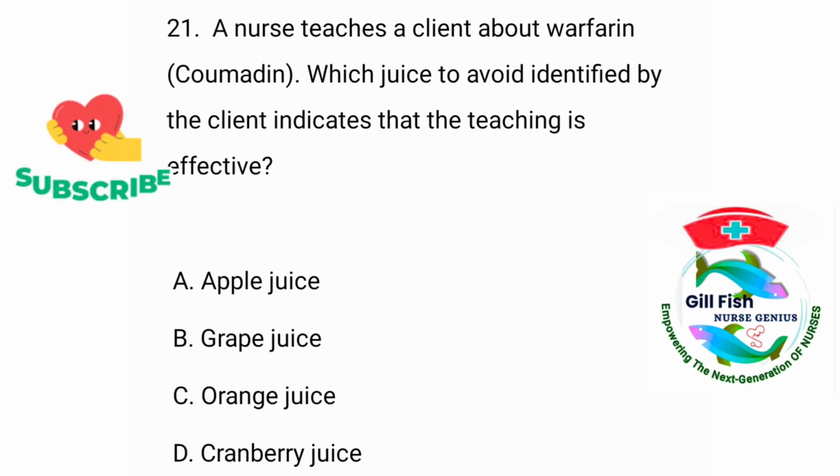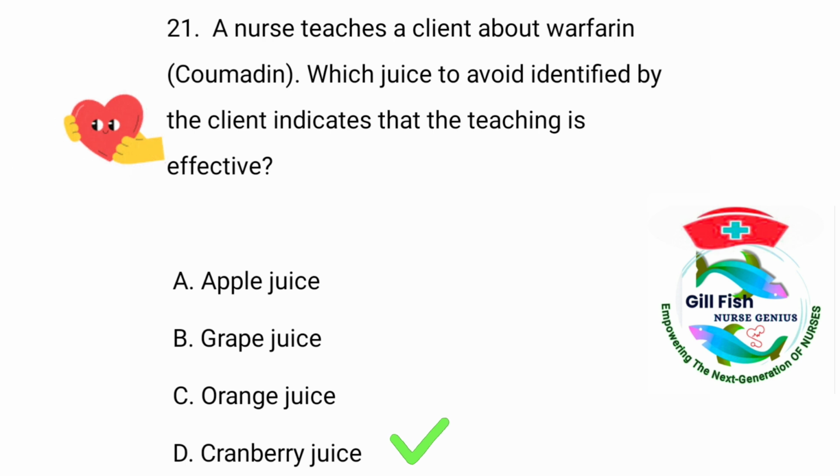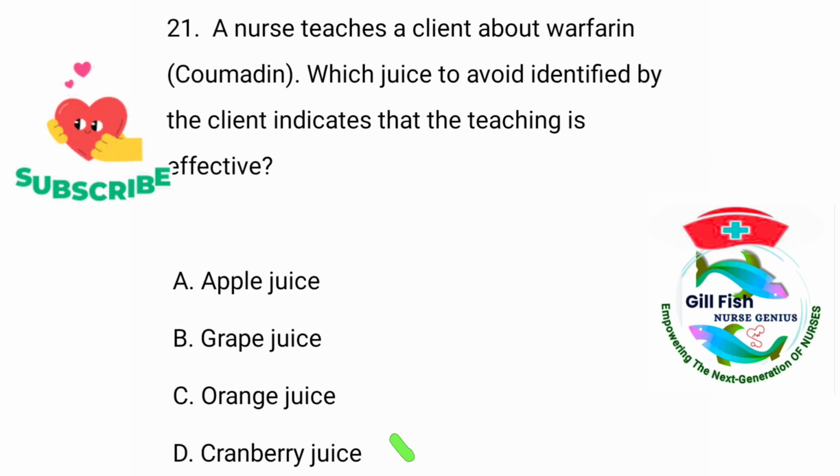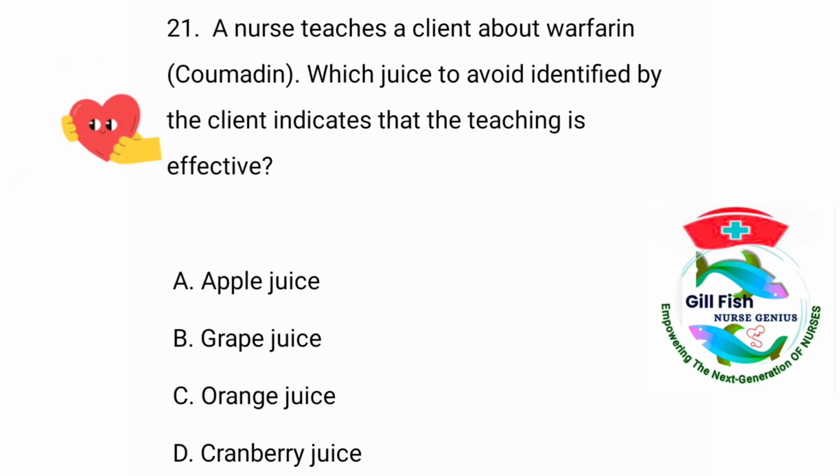Actually, what type of drug is the person taking? Warfarin. So warfarin is an anticoagulant. So if you are taking warfarin, which juice should be avoided? Can you guess it? Yeah, option D, cranberry juice. Why should you not take it? Because cranberry juice also acts as a blood thinner. So that is why you should avoid taking it with the warfarin drug. So option D will be the correct answer.